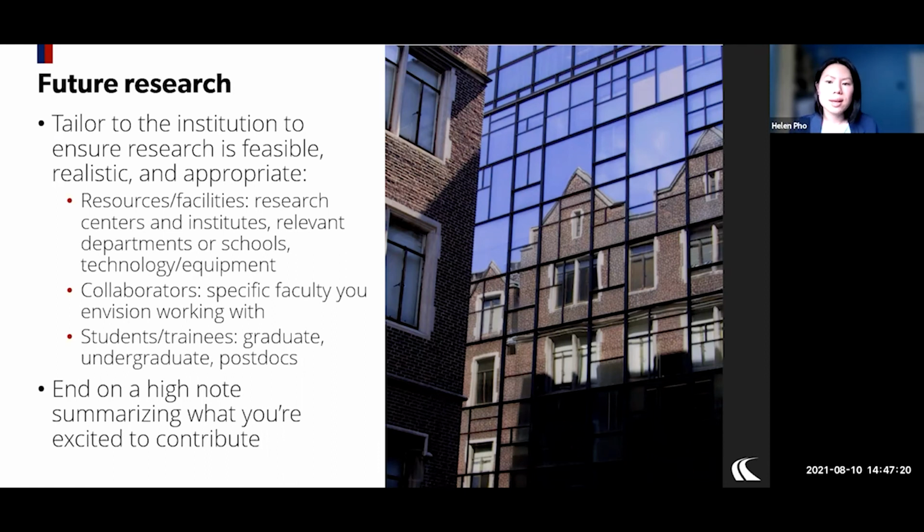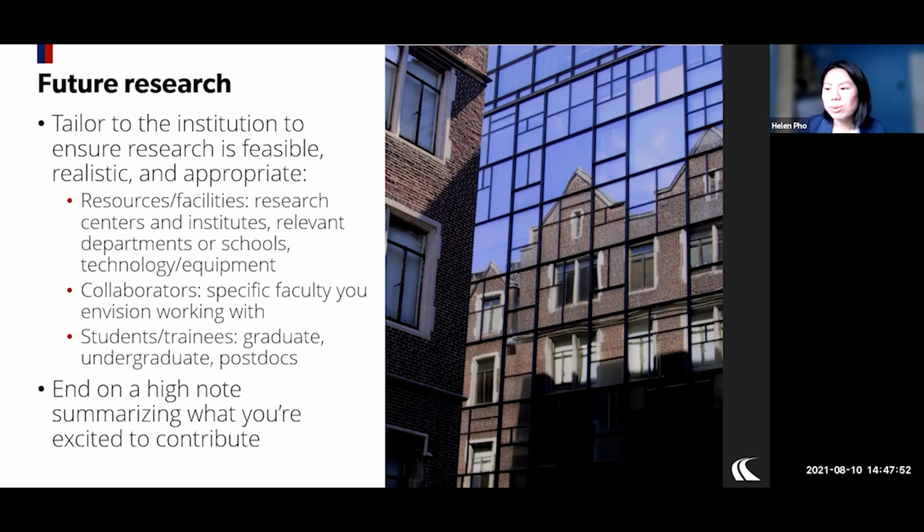If you know that an institution is geared towards undergraduate research, for example, then maybe being explicit about this part of your project that can be done, right, as you teach undergrads and mentor undergrads, can be a good idea as well. So at the end of this section on the future research, and also basically the end of your research statement, it's a great idea to end on a high note.